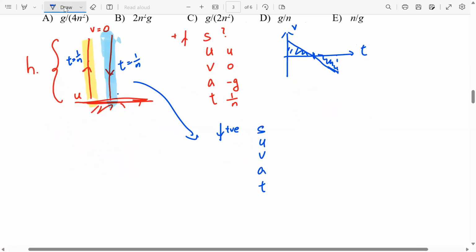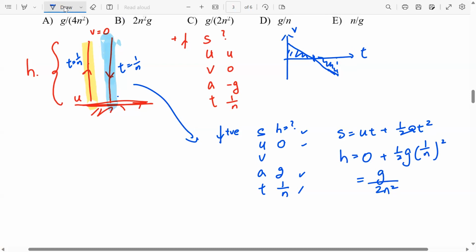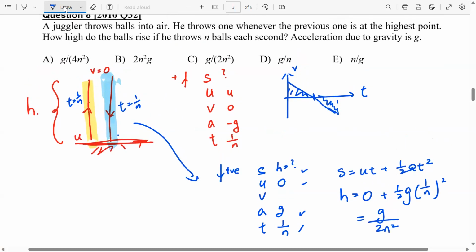SUVAT, now the time is still 1 over n. Now this is going to be G. This is going to be H, which we want to find. And this initial speed is 0. So with this, we now can use S equals to UT plus half AT squared. H equals to 0 plus half G times 1 over n squared. So because of that, you get G over 2n squared. And based on this, you can see that answer C is the answer.